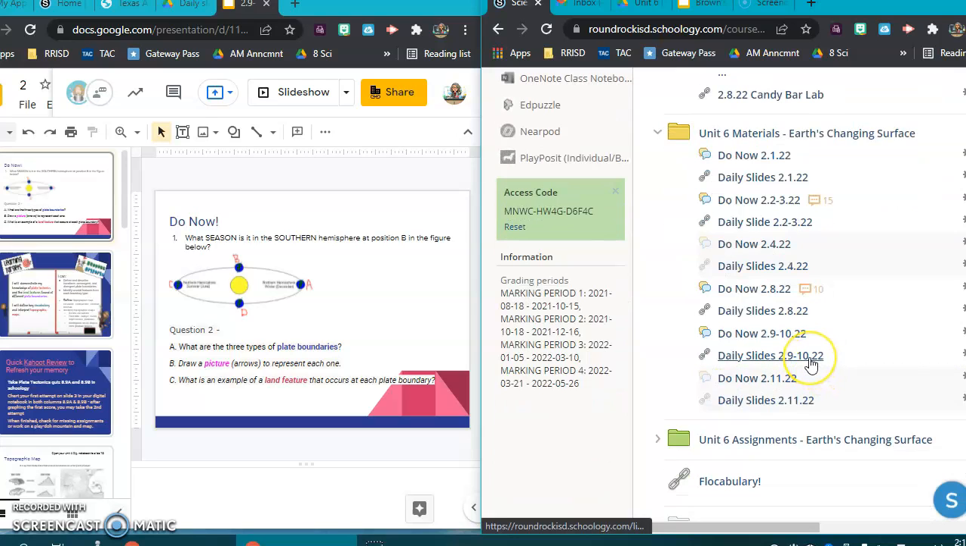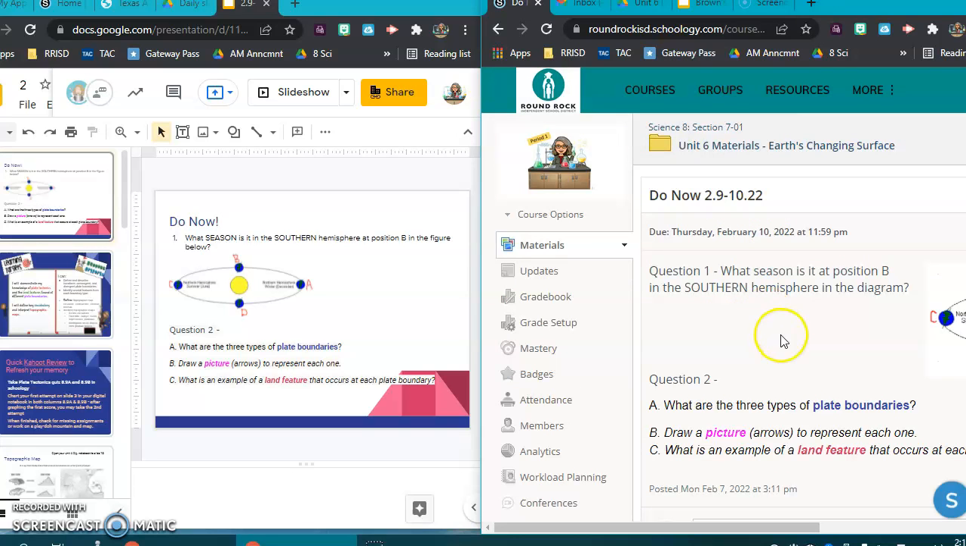That's especially helpful when we talk about things like videos that are embedded. So what season is in the Southern Hemisphere? First thing I'm going to do is come over here and go to the Do Now for today. It says, what season is it at position B in the Southern Hemisphere? So you've got to look at this and figure out, well, wait a minute, Southern Hemisphere, I want what's on the south. So if it is winter in A, and then spring is here in our hemisphere, the northern, since it's the opposite, it would be the fall.